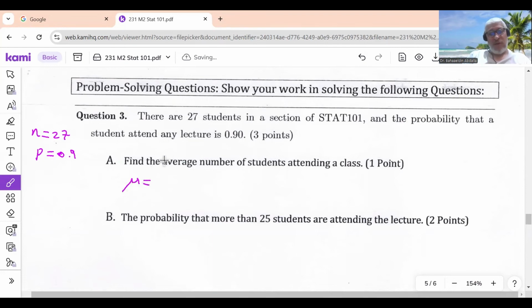Mu of the binomial is n times p. That's the definition of mu. So n is 27 times 0.9, and you will find that the answer is 24.3. So the average number of students attending a class is 24.3.